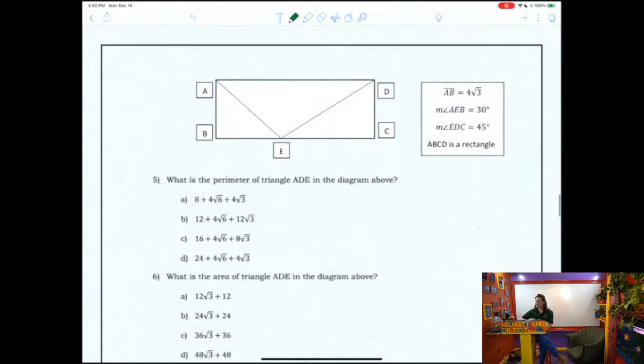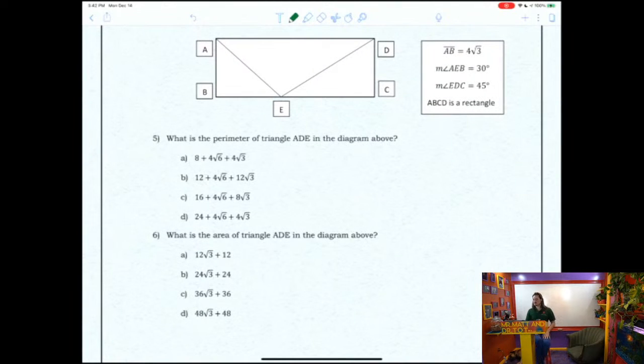Let's take a look at the last two questions dealing with these concepts, 5 and 6. So here they've made it a little bit more challenging. The given side length now is a radical value. So everything else is the same, but side length AB now has a side length of 4 root 3. Number 5 is asking what is the perimeter of triangle ADE, and number 6 is asking what is the area of triangle ADE in the diagram above. So again, I'll give you 6 minutes and I'll start to solve after 2.